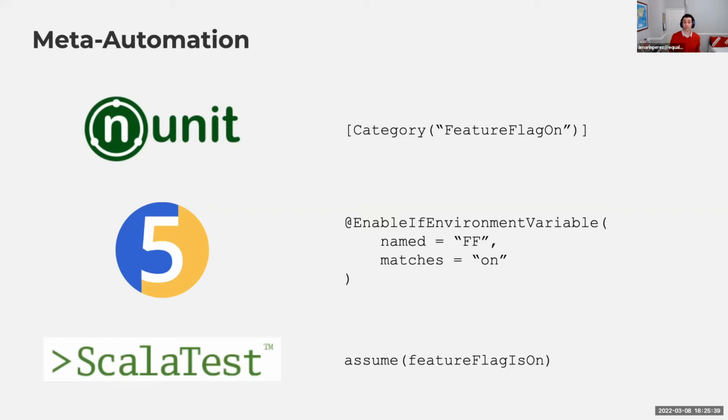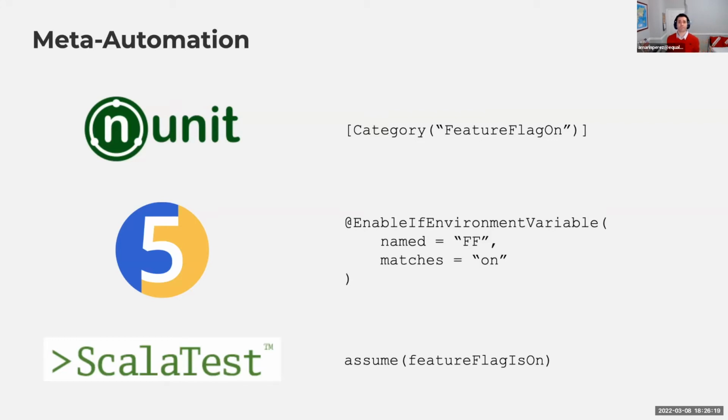JUnit 5, or JUnit Jupiter, if you run a Java shop, also has something similar to categories, but in this case, I think it's a bit more intuitive to use enable if environment variable. So this pretty much does what it says on the tin. You indicate the name of an environment variable, you indicate the value of that environment variable, and then if those conditions match, you will enable the test. You can also apply the opposite logic if you prefer. There is a disable if environment variable. So what you can do is disable a test if an environment variable has a particular value.